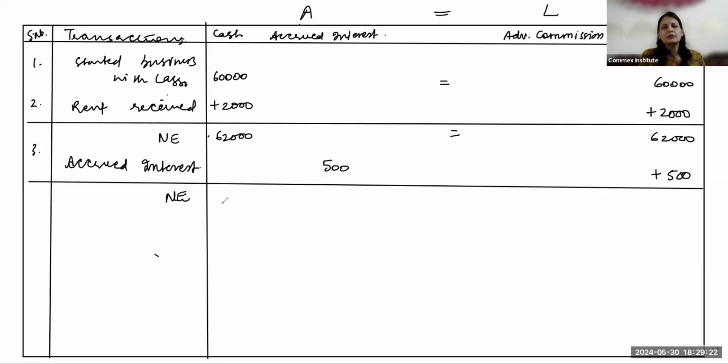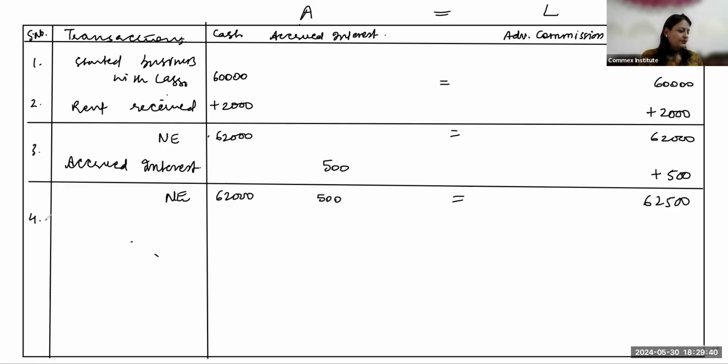So my new equation: the cash is 62,000. Accrued interest is the income earned but not received. So my cash has not increased. But of course, it is the income of this year, earned already. So my capital will increase to 62,500 on both the sides.